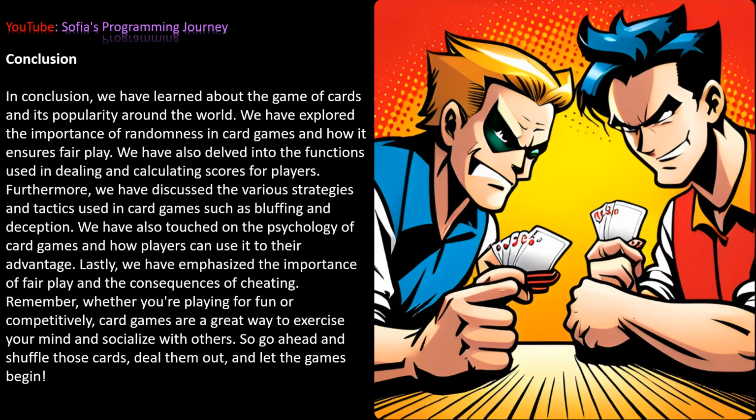Conclusion. In conclusion, we have learned about the game of cards and its popularity around the world. We have explored the importance of randomness in card games and how it ensures fair play. We have also delved into the functions used in dealing and calculating scores for players. Furthermore, we have discussed the various strategies and tactics used in card games such as bluffing and deception. We have also touched on the psychology of card games and how players can use it to their advantage. Lastly, we have emphasized the importance of fair play and the consequences of cheating.